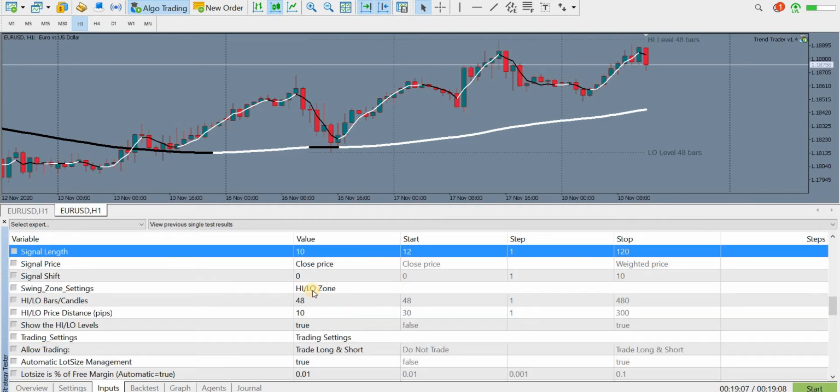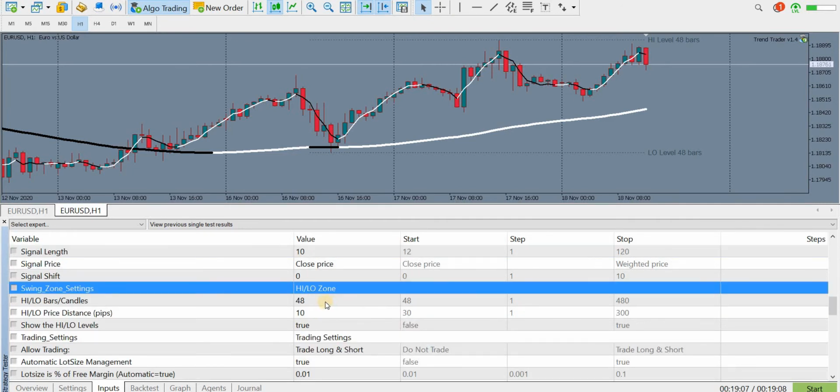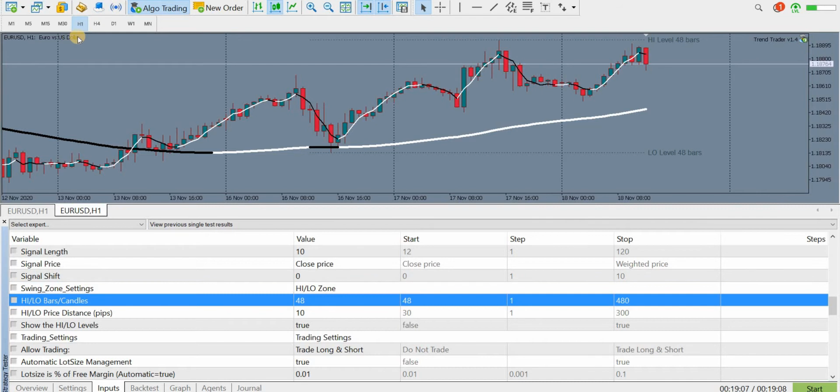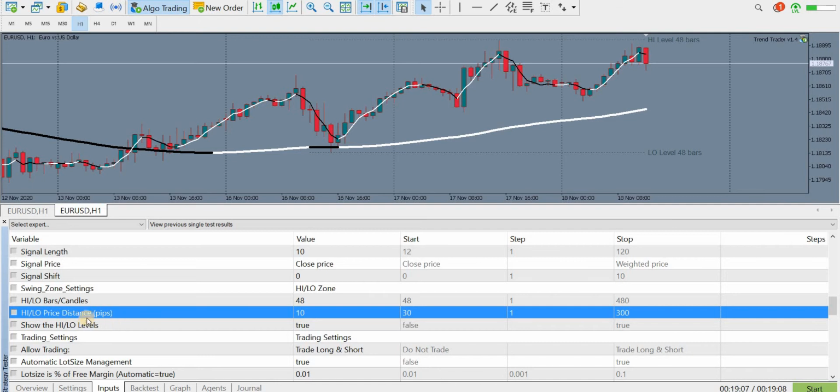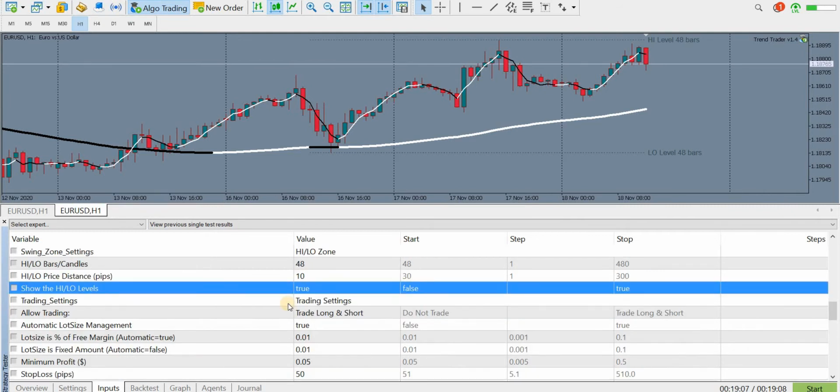The signal length is 10. The high-low zone is set to 48. I'm trading H1, so 48 would be 2 days. I want to determine the highest high and lowest low for the latest 48 hours. And the distance, that confirmation filter, is 10 pips away from the high or the low level. Explained in the second video.